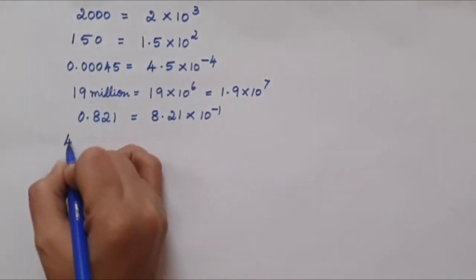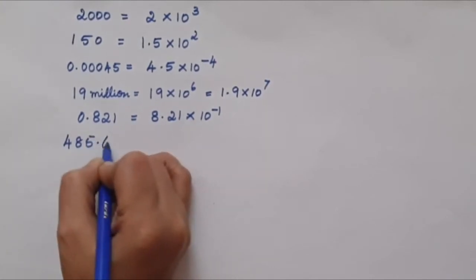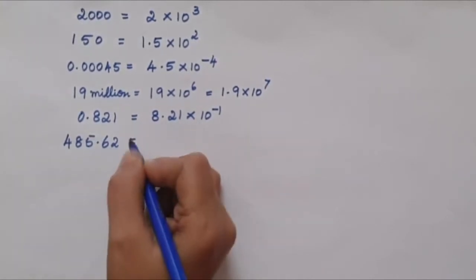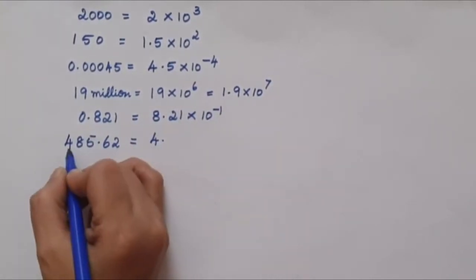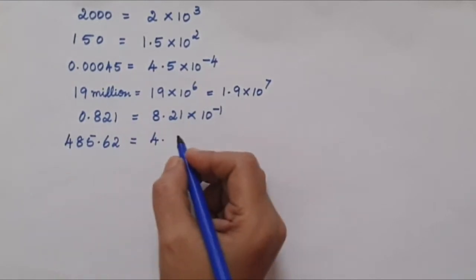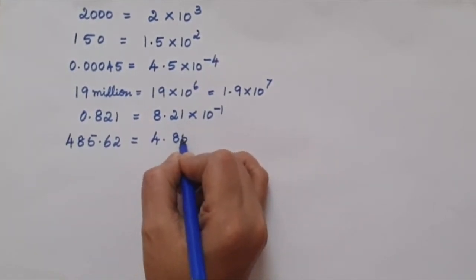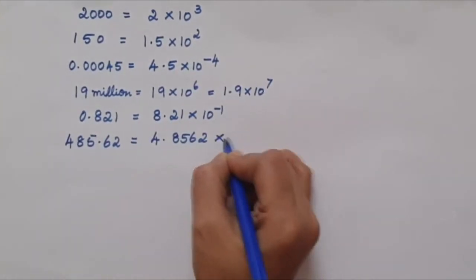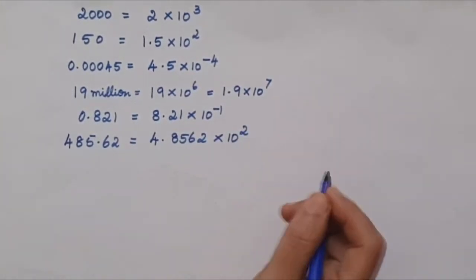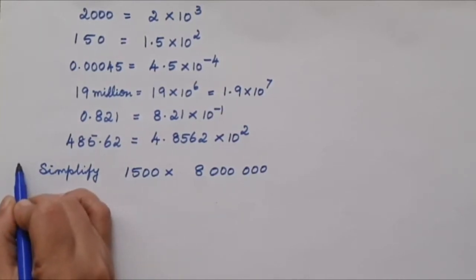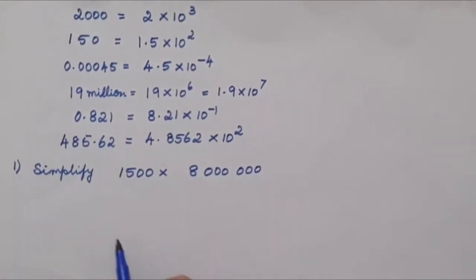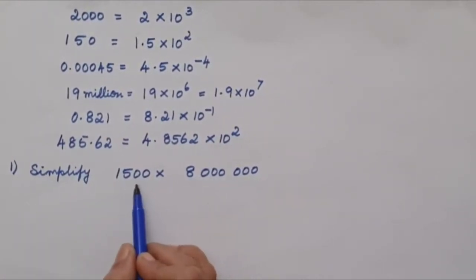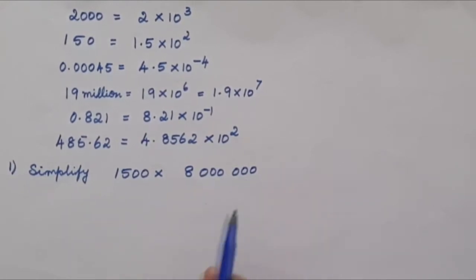Now 485.62. So this will be 4 point. Only one number we write before the decimal point: 4.8562. We don't leave out any number. We have to write all the numbers into 10 to the power of 2. Now the question, this is our first question in standard form. Simplify 1500 multiplied by 8 million.